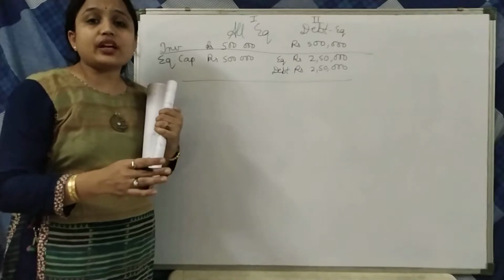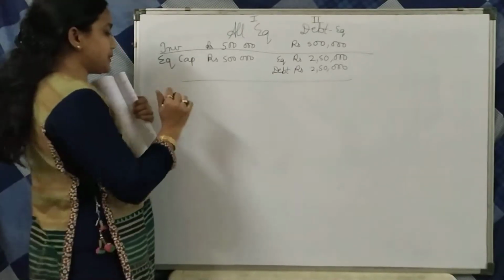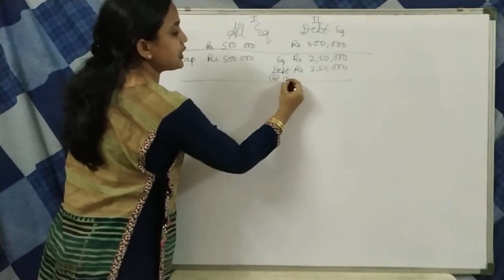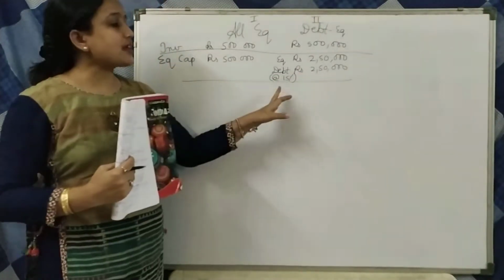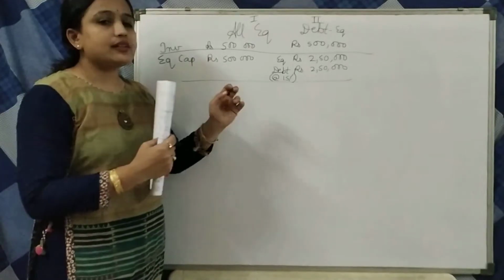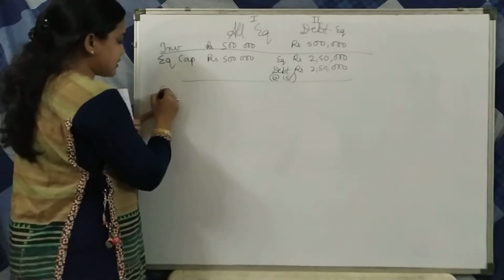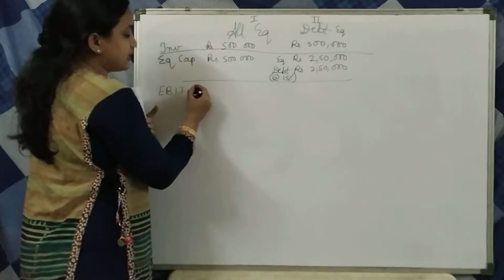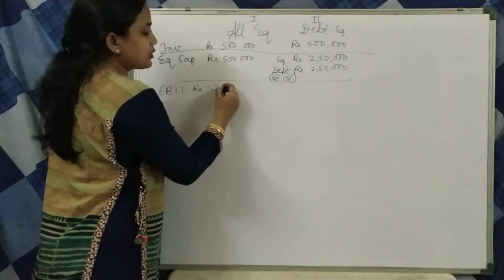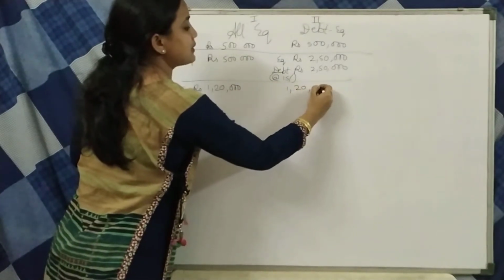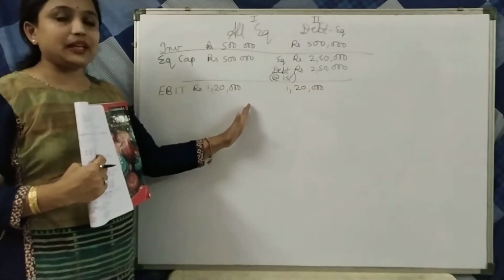Now the interest rate of debt will be 15%. So here I am writing at the rate of 15%. So this is our cost. Now let's start. In both the cases, EBIT will be the same. It's given in the question that EBIT is rupees 1,20,000. Here also 1,20,000.